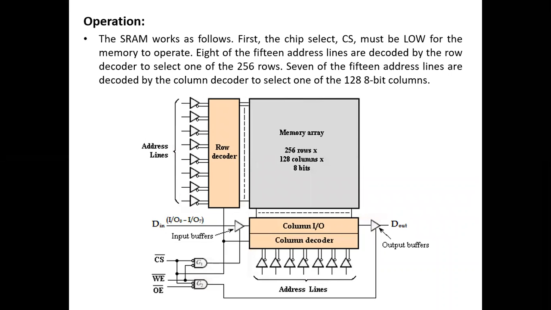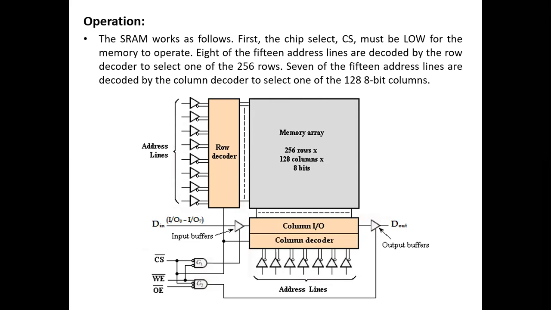Operation of the SRAM works as follows. First, the chip select CS must be low for the memory to operate. 8 of the 15 address lines are decoded by the row decoder to select one of the 256 rows. 7 of the 15 address lines are decoded by the column decoder to select one of the 128 8-bit columns. So these are the row address lines and these are the column address lines.